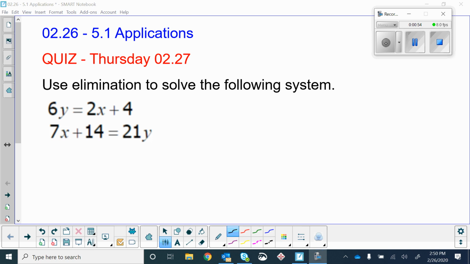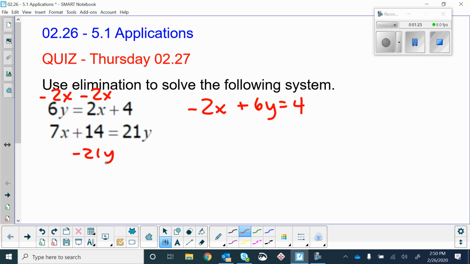The first step is to get it in standard form. That means you want all the x's and y's on one side and the constants on the other. In the first example, that means moving 2x over to the left, which gives me negative 2x plus 6y equals 4. For the second equation, it involves moving the y over by doing the opposite to both sides, and the 14 over by subtracting it from both sides. That gives you 7x minus 21y equals negative 14.